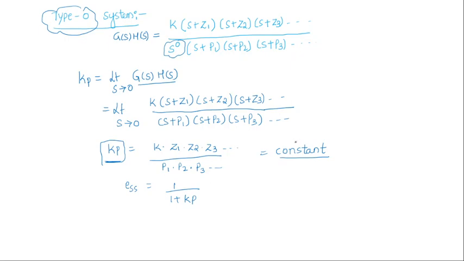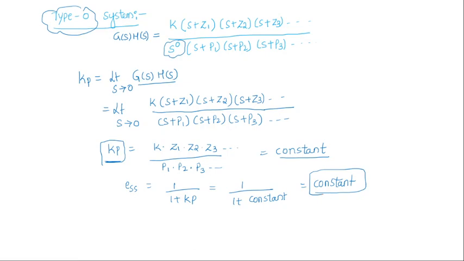So here you are getting the Kp value as constant, that means 1 by 1 plus some constant. So finally the steady state value is constant. So when the input is unit step and you have the type 0 system, for that system you are getting the steady state error value as constant.